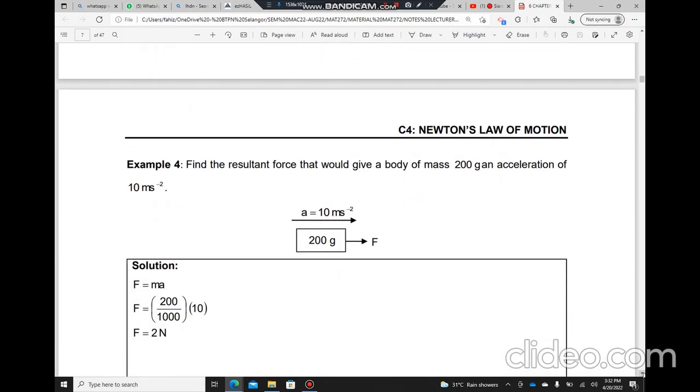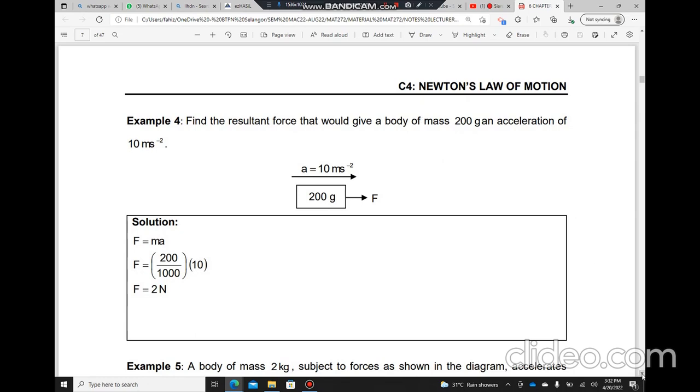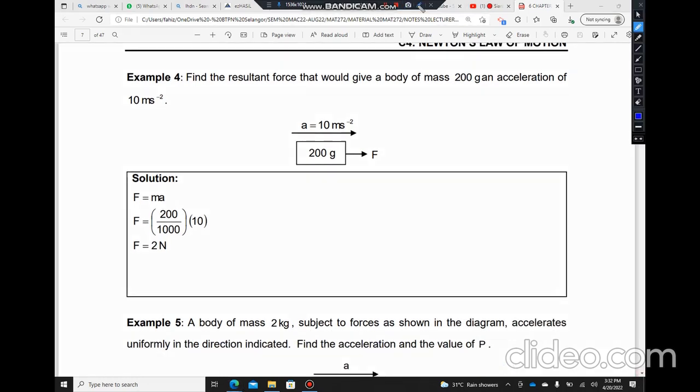Okay, then yang ni pun sama. Okay, this one dia bagi untuk example 4, dia bagi dekat sini A, the value of A which is 10. Okay, then the value of M. Okay, M jisim kat sini 200 gram. So make sure you change to standard unit which is kg. So kena tukar dalam unit kg. Okay, kena tukar pada unit kg. So kat sini that's why kita bahagi dengan 1000 kan. Sebab 200 gram equals to 0.2 kg because we divide by 1000. So ingat kena guna dalam standard unit.